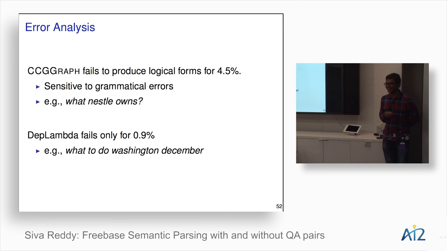We need to learn how to make decent grammar. But what Nestle owns, would you ever type that? I think maybe you would type something like what to do Washington December, but I don't think you would ever type what Nestle owns. But a non-native English speaker might. I have a hard time thinking a native English speaker would write that at all.